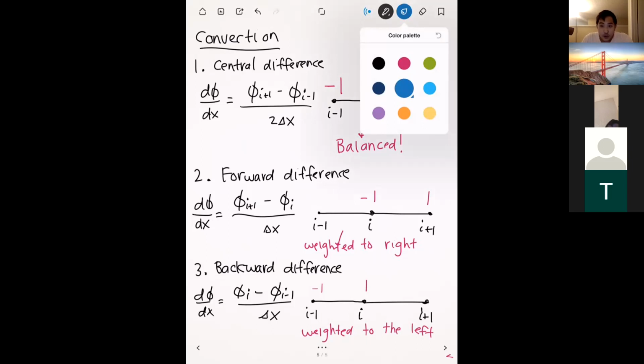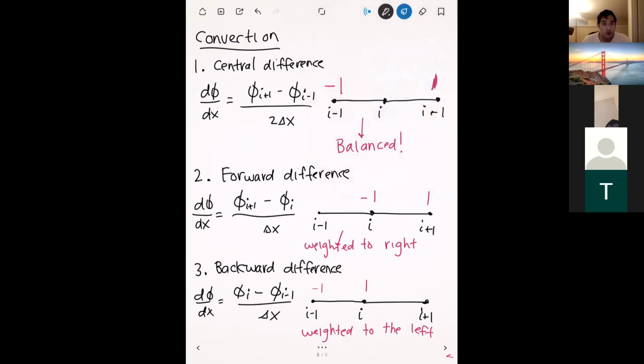The question in the chat is, do we choose which type of convection scheme to use, or is it given in the problem? That's a good question, and that's what we're going to talk about next. How do you choose which one to use? I'll give you a little spoiler: it's going to be based on which direction the fluid's going. So I'm going to draw an arrow right here, and let's assume that our convection velocity is going from left to right. In other words, we have a positive velocity. Based on the velocity, we'll be able to choose which scheme is the best.